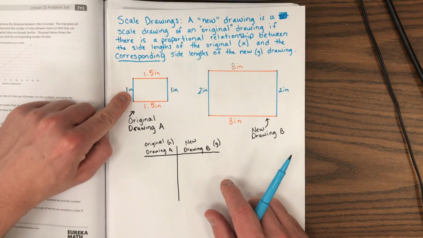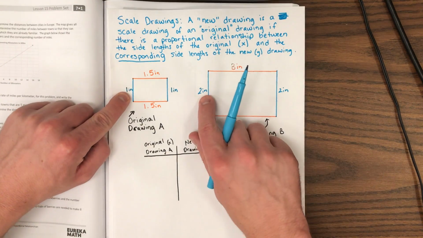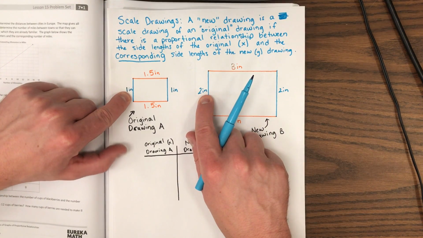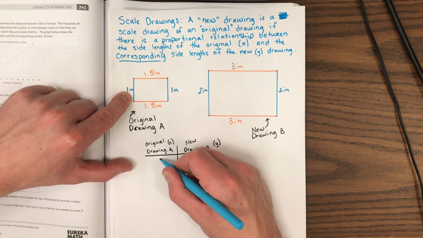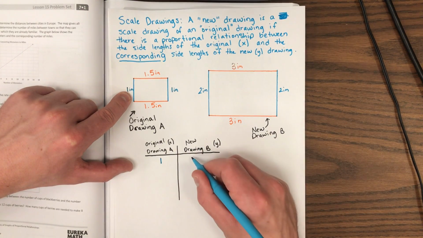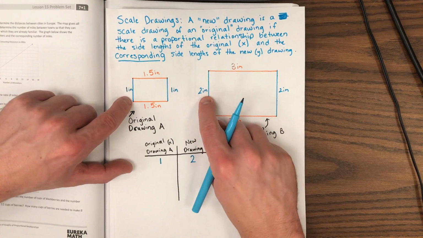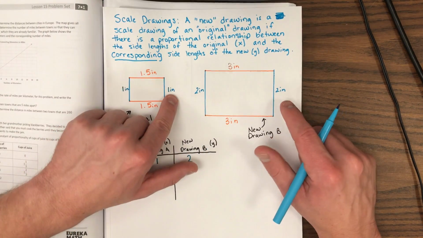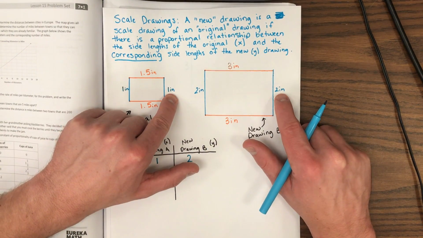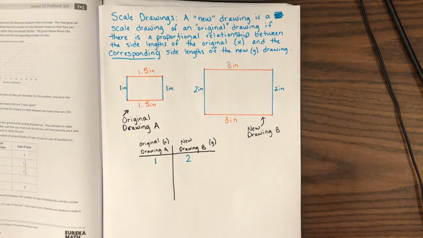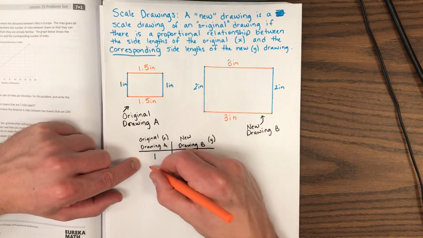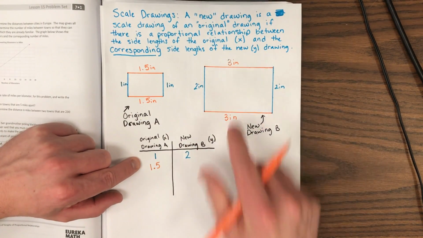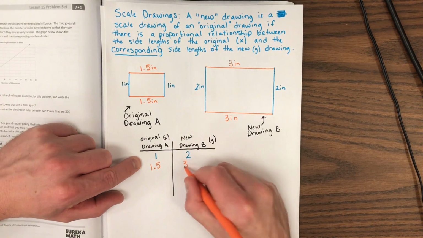So I have this side length from drawing A, and that corresponds to this side length that's also in blue over here in drawing B. So 1 for drawing A and 2 for drawing B. That's coming from here and here. And I could do these side lengths as well, but they're obviously the same, so I'm going to save myself that work. And then I'm going to do the orange lengths. I have 1.5 for drawing A and 3 for drawing B.